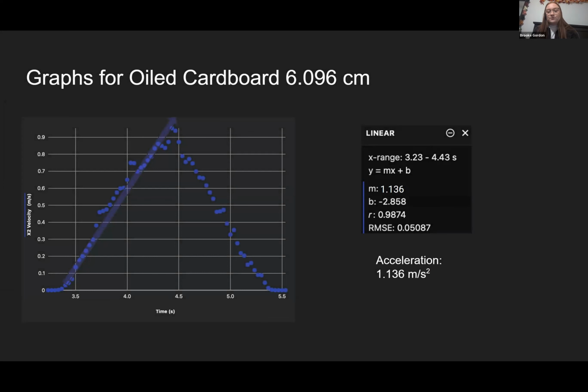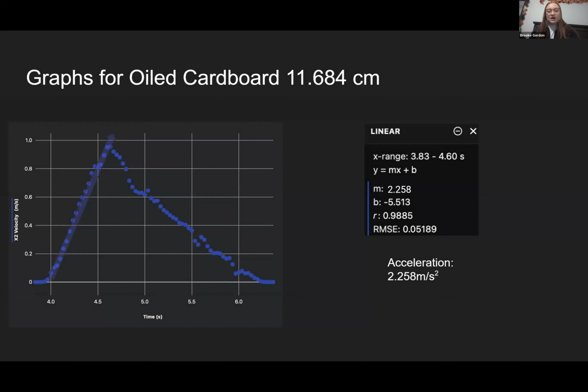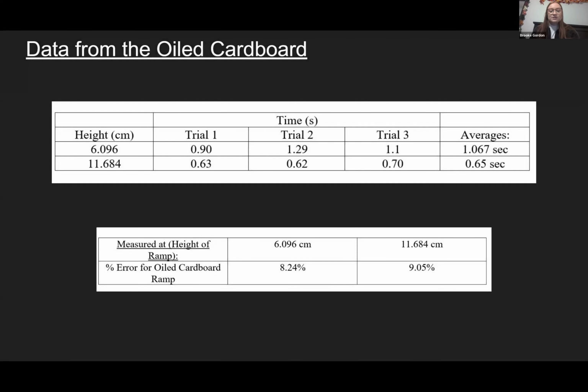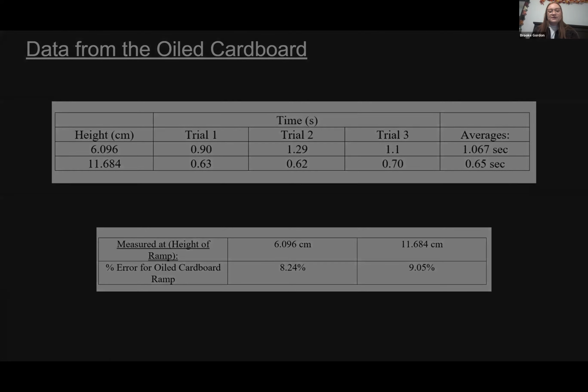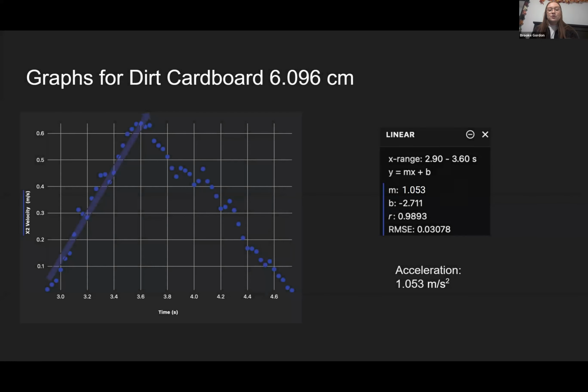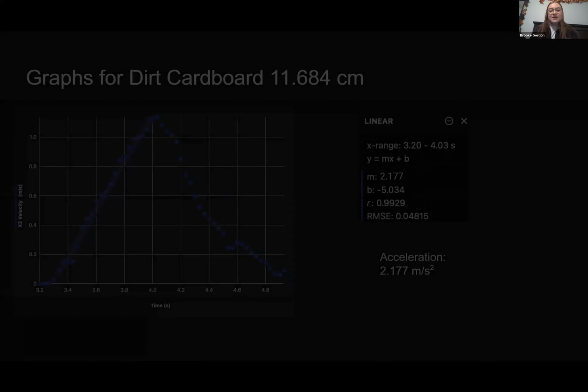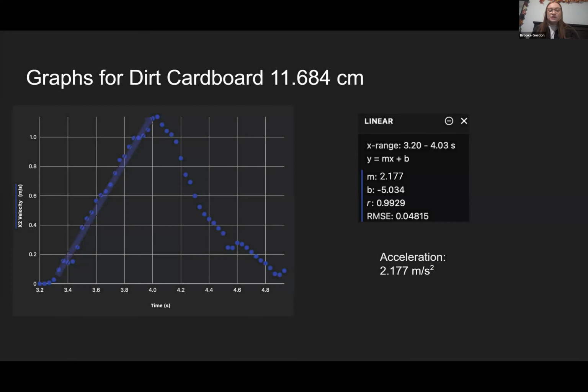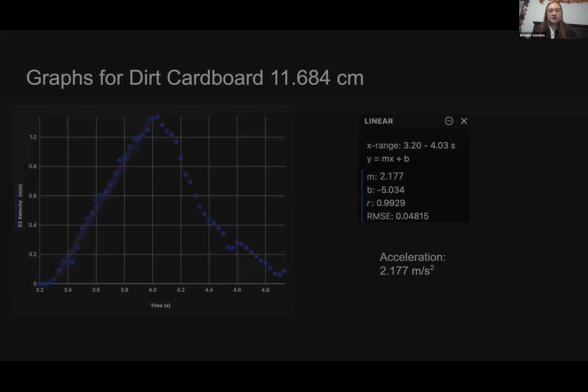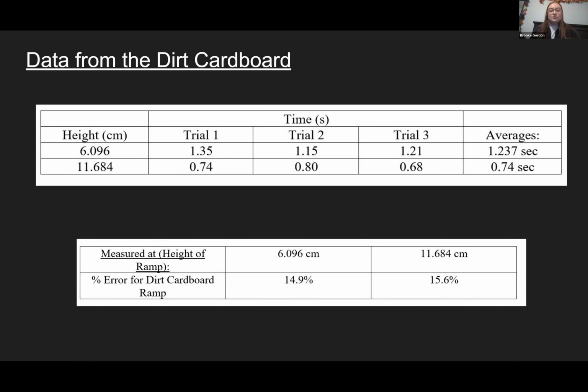And then for the oiled cardboard at the 6.096 height, it was an acceleration of 1.136. And then at the 11.684 height, there was an acceleration of 2.258. The percent error for the lower height is 8.24 and for the taller height is 9.05. For the dirt cardboard at the 6.096 height, the acceleration was 1.053, and for the 11.684 height, the acceleration was 2.177. Therefore, the percent error was 14.9 for the lower height and 15.6 for the taller height.